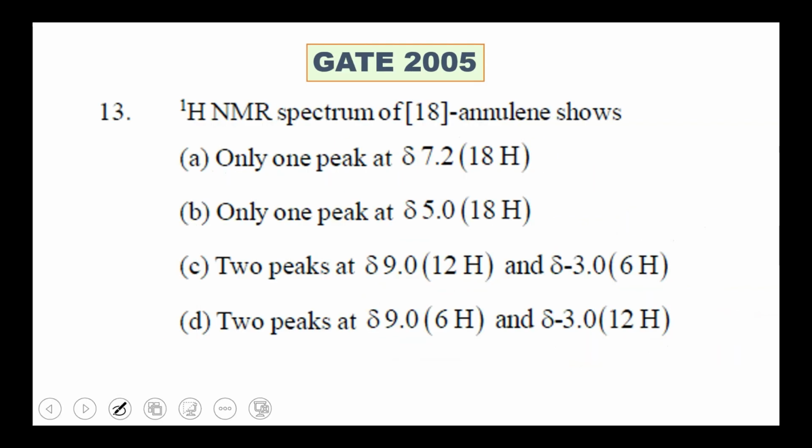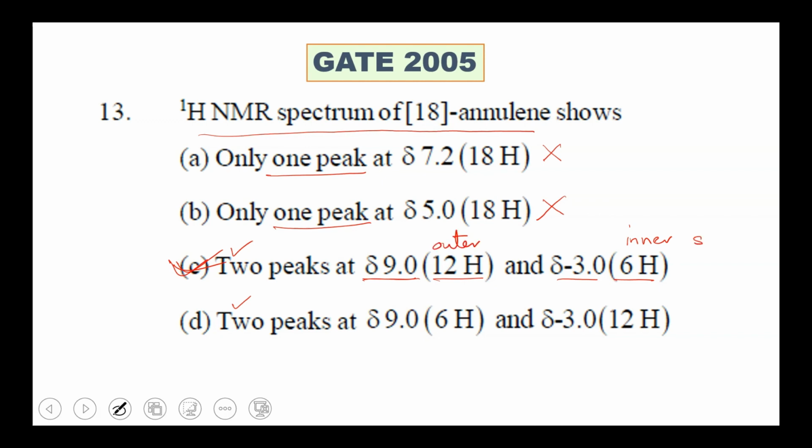Next question is from GATE 2005. The proton NMR spectrum of 18-annulene gives only one peak at 7.2 for 18 hydrogens. Wrong. Gives only one peak at 5 for 18 hydrogens. Wrong. Two peaks is right, but what is given? 12 hydrogens at delta 9 and 6 hydrogens at minus 3.0. Yes. So you have 6 inner protons and 12 outer protons. Inner are shielded, so they'll have a lower delta value. Outer are deshielded, so they'll have a high delta value. So C is right. So option C is the right answer. So A is wrong, B is wrong, D is wrong.